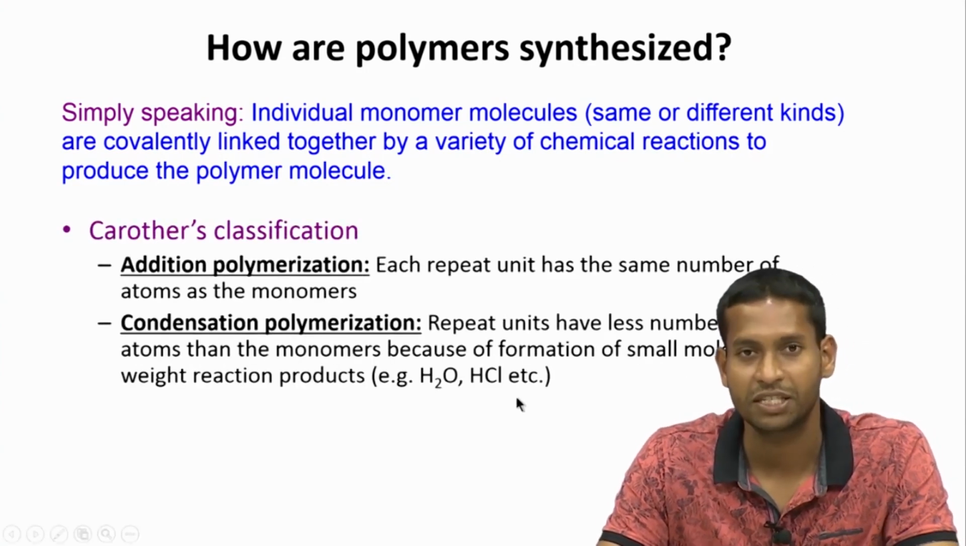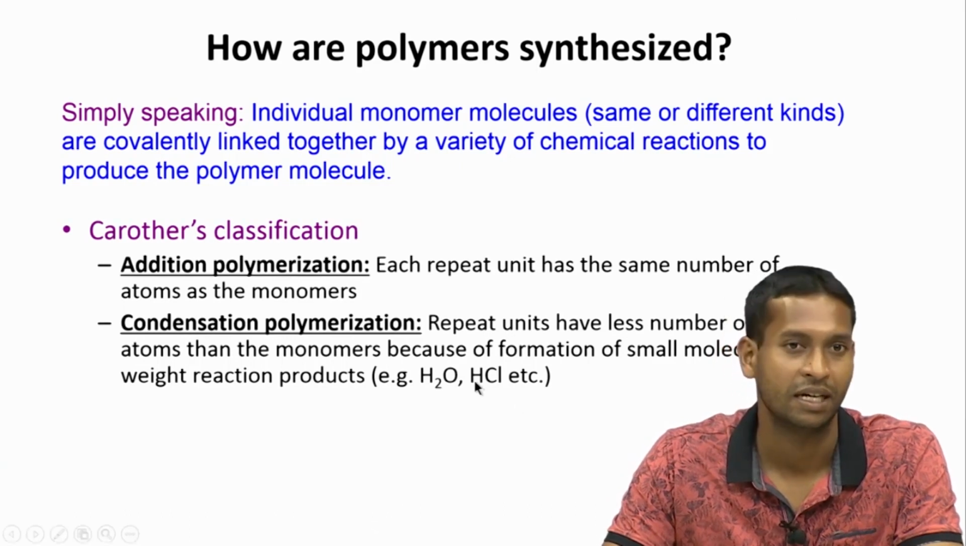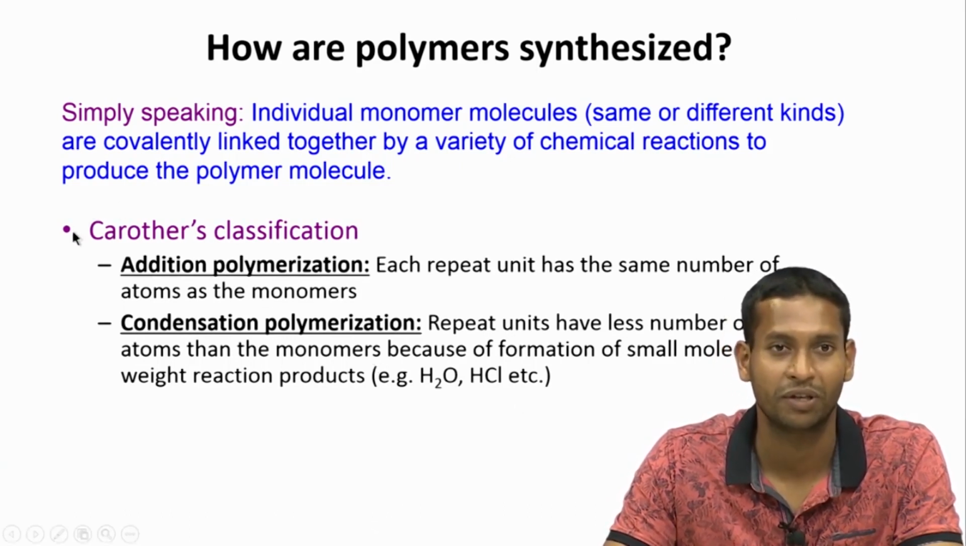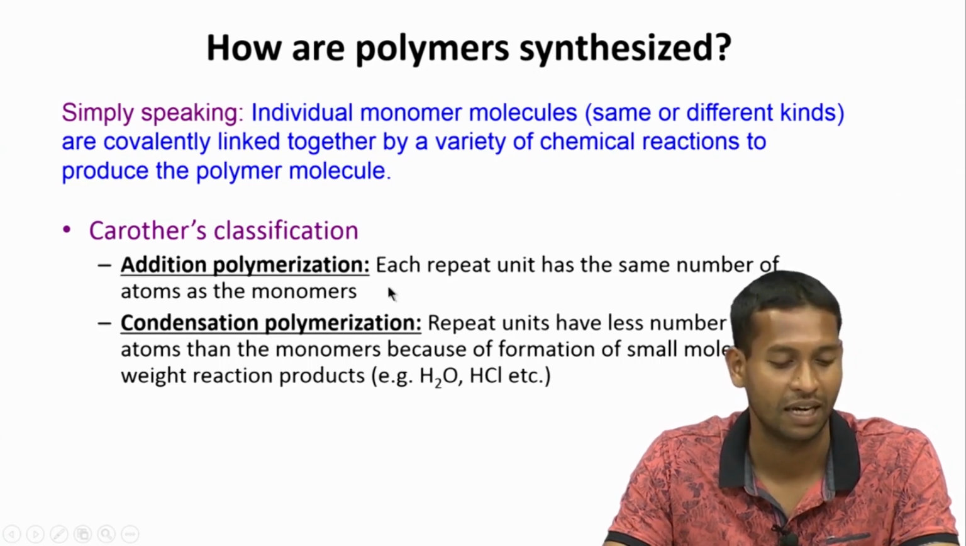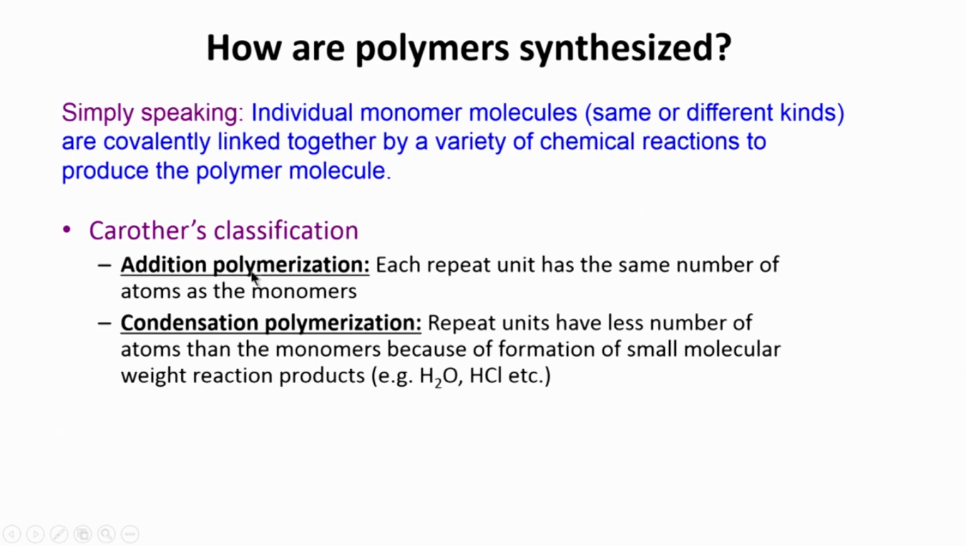There are various classifications of the way in which polymers are synthesized. A traditional classification known in the literature is the Carothers classification, which is subdivided into two types of polymerization: addition and condensation. In addition polymerization, each repeat unit has the same number of atoms as the monomers, so they add without releasing any other molecule that is not part of the polymer. However, in condensation polymerizations, the polymer has fewer atoms than the individual monomers, because typically the reactions involve release of water or acid or something else as a reaction product.